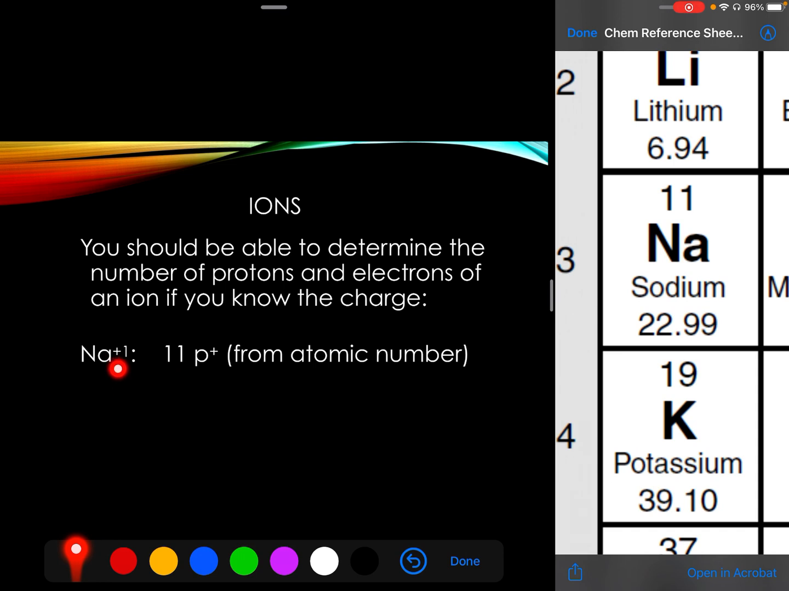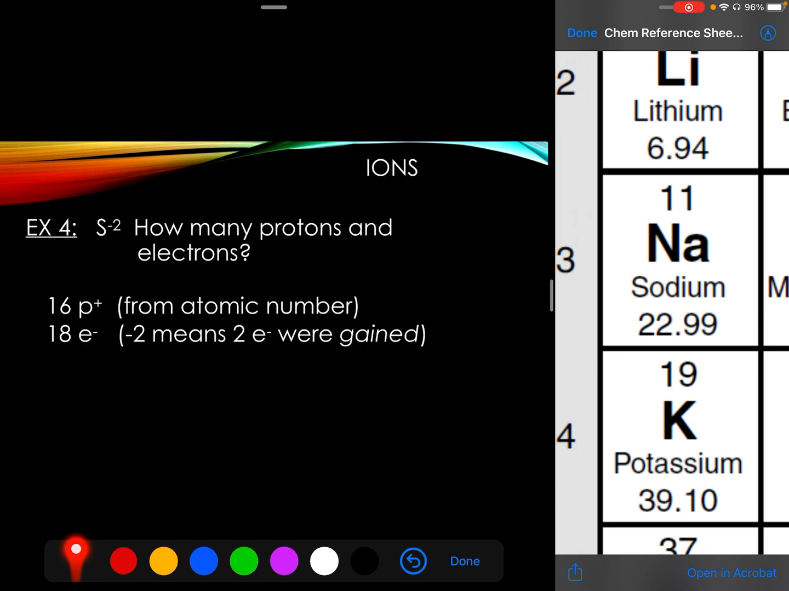Except this sodium is not neutral sodium. This is the ion sodium with a +1 charge. The +1 means that it has lost one electron. So that means that instead of having 11 electrons, like it would if it was neutral, it lost one electron. So it has a +1 charge.